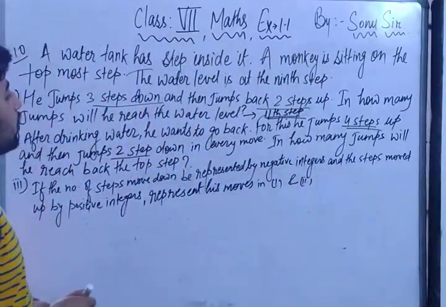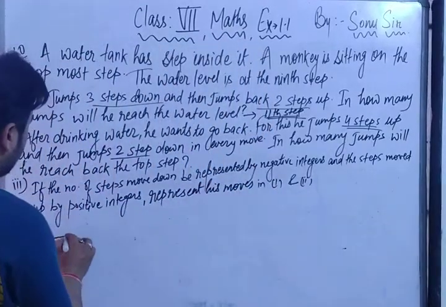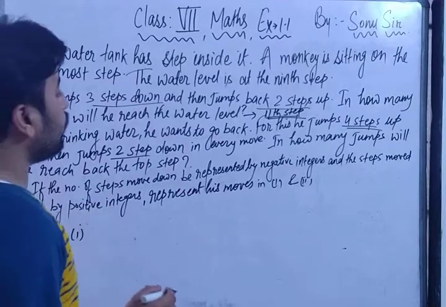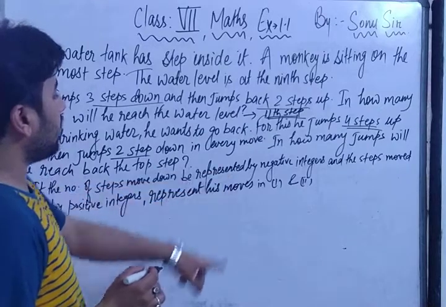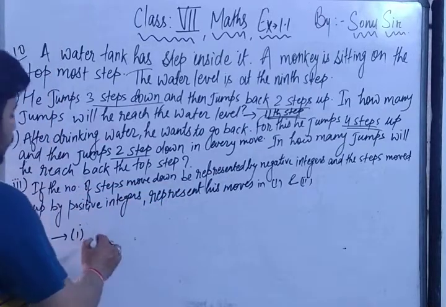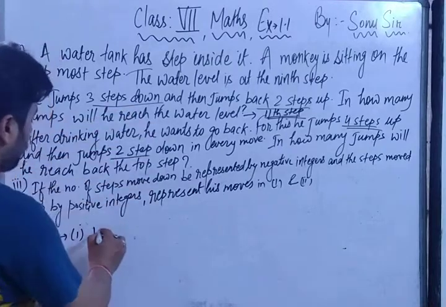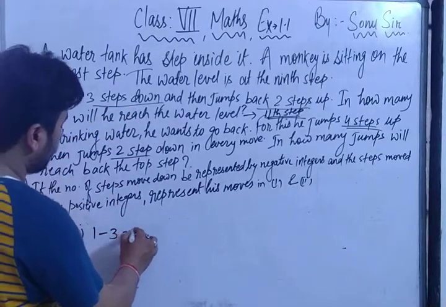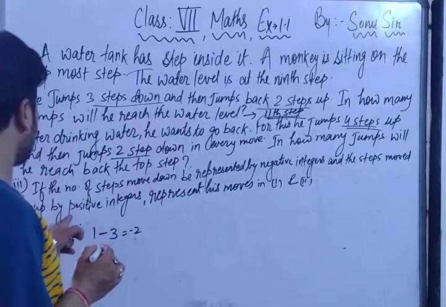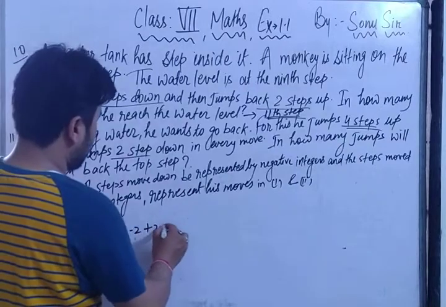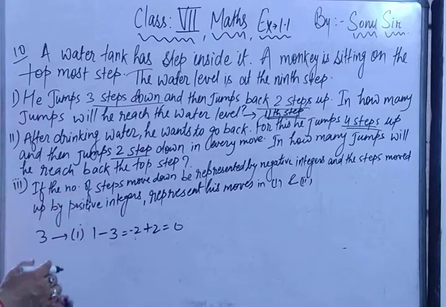Now, the third question wants to say, you can see here, this is the third question, first part. If the number of steps moves down, it is negative, and up, positive. So he moved downside 3 steps down and 2 steps up. Up means positive. Now the question is, till the 9th level, how many steps will he go?